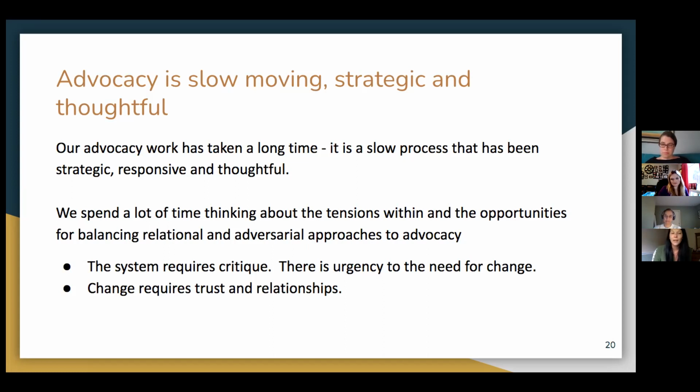And we also spend a lot of time thinking about the tensions within and the opportunities for balancing relational and adversarial approaches to advocacy. So we know two things. We know the system requires critique, and we know there is an urgency for the need for change, but we also know that change requires trust and change requires relationships. And so we've been very thoughtful in our approaches. We've been thoughtful in our process, and we've really tried to prioritize relationship building, and ensure that people have trust in our process before just steaming ahead.